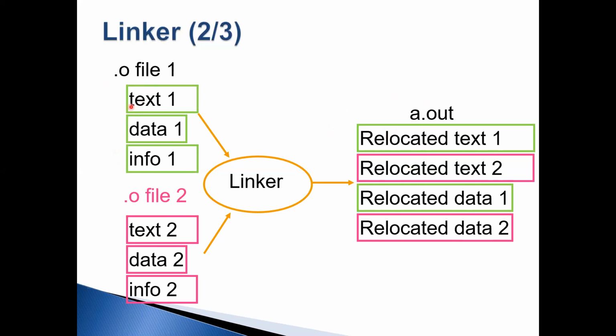So for each object file, all address starts with 0 address, right? But here, definitely you can only have one 0 address. So how you want to assign the address is based on the relocation of the components of your object file. Okay, so this is called relocation. You are relocating the code, the data, and the information of each object file into your final executable.